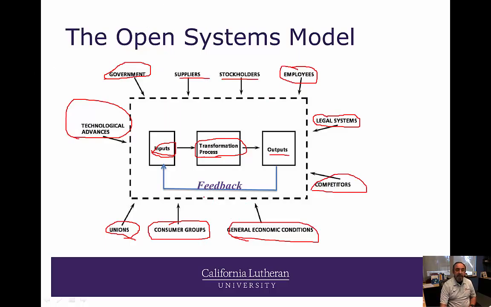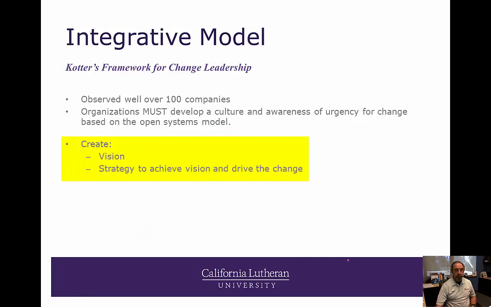Now, you as an organization might say, we get feedback from our customers because they're either buying our product again or they're not, right? So again, a lot of different things to consider when you think about the open systems model. And change, particularly Kotter's change model, is derived from the open systems model. So as I mentioned, it's been observed in over 100 companies, and its task is to create a new vision, right? A new vision of what we're going to look like as a result of that open systems model.